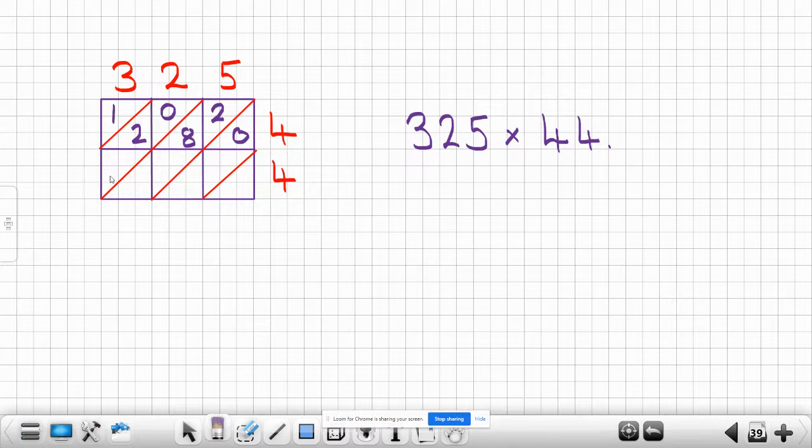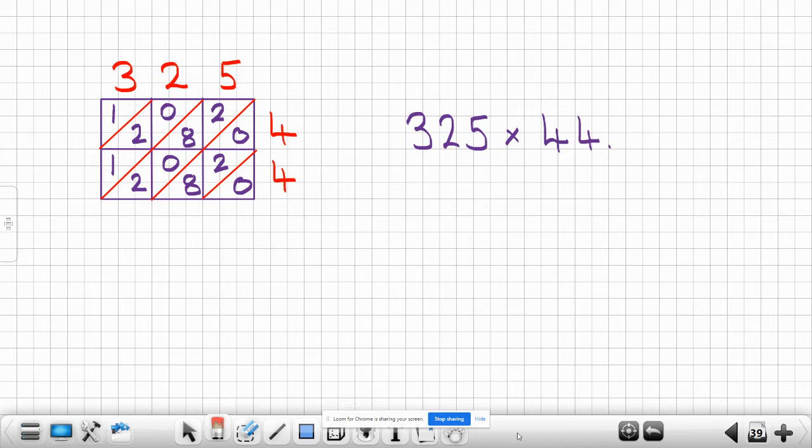We've now got to come down here and look at these boxes. So again, at the top we've got a 3, to the side we've got a 4. 3 times 4 is 12. Next box, 2 above, 4 to the side. 2 times 4 is 8. And actually what we're doing is just repeating because we're multiplying by 4 again all the way along. So in this box, 5 at the top, 4 to the side. 5 times 4 is 20. That's all our multiplication done.